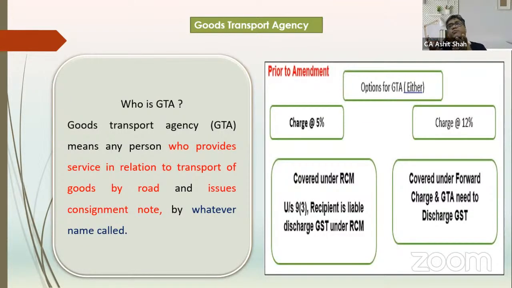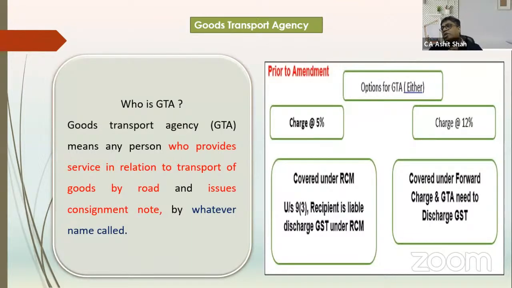The other option is forward charge mechanism. That means transporter will say, yes, I will discharge the tax liability under forward charge mechanism. That means while issuing the invoice, he will levy the tax at the rate of 12% to the consignor or consignee and recover the tax and pay it to the government after. And in this situation, he is eligible to take the input tax credit on the goods or services procured by him. Now, a very important question comes over here.